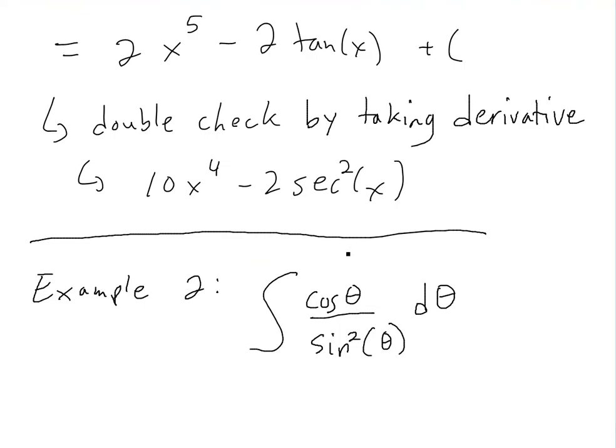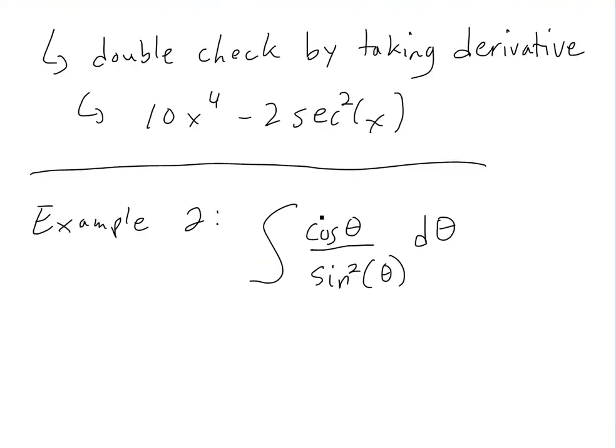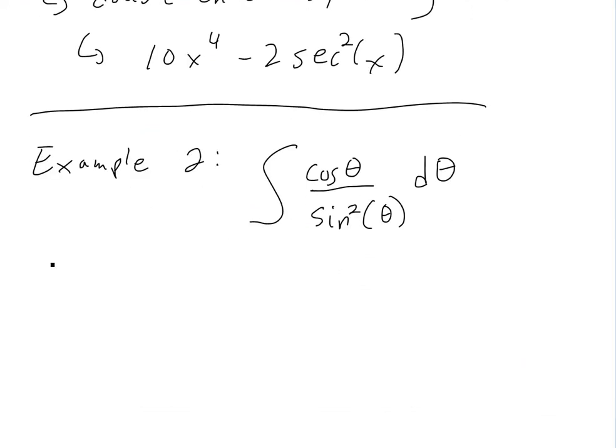So now if we move on to example 2, this one's a bit more complicated looking. It's the integral of cosine divided by sine squared, and we're using theta instead of x as the variable here. It doesn't matter which one you use. Right now it's hard to see what the indefinite integral is, but if you use some trigonometry and play around with it, you could write sine squared as sine theta times sine theta.